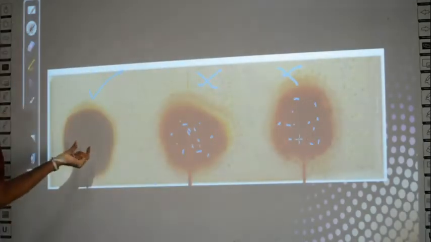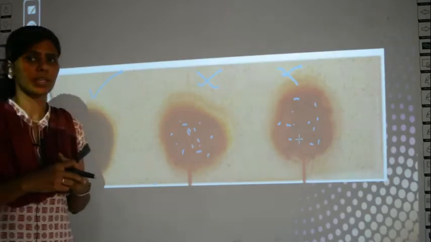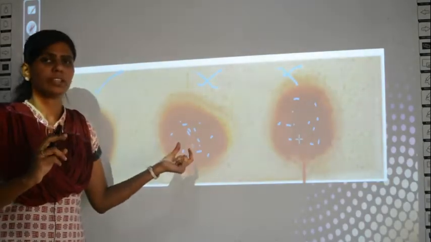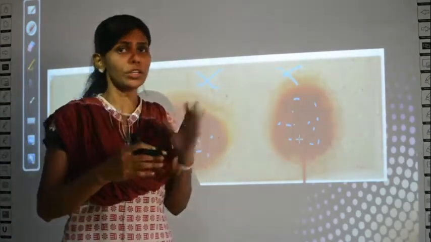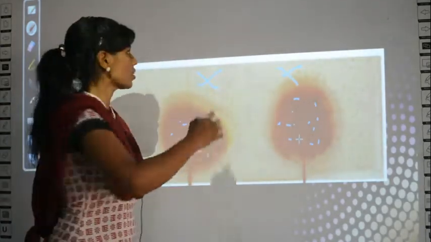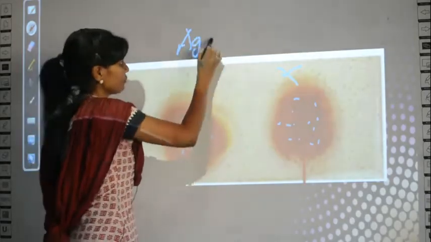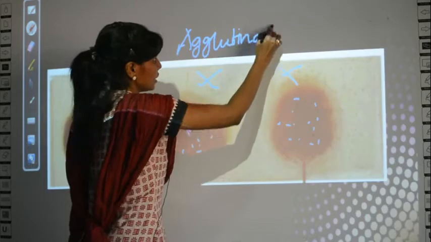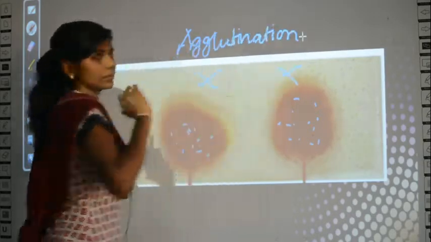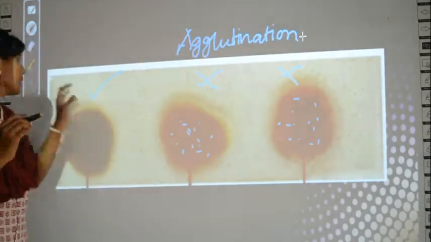If it is normal blood, it will be like a fluid. Blood should never clot. If blood clots, it is not acceptable. Your blood should flow in your body, it should never clot. And this process is called agglutination. If blood is going to clot, it is called agglutination. Agglutination is blood clotting.